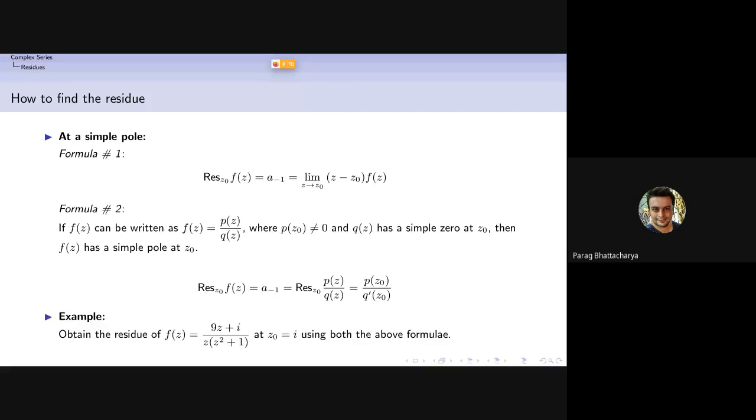As an example, we need to find the residue of this using both of the above formulas. I leave this to you because I'm going to do some other examples. I'll leave this to you to try out on your own.